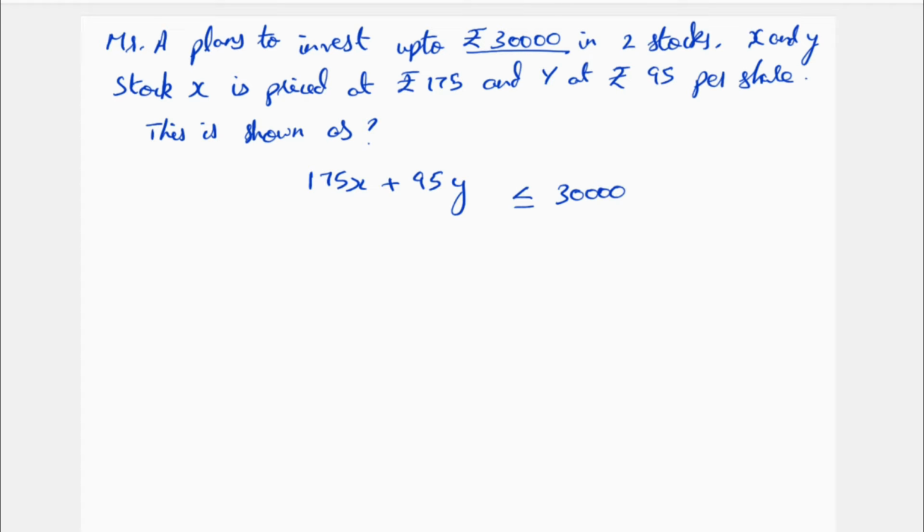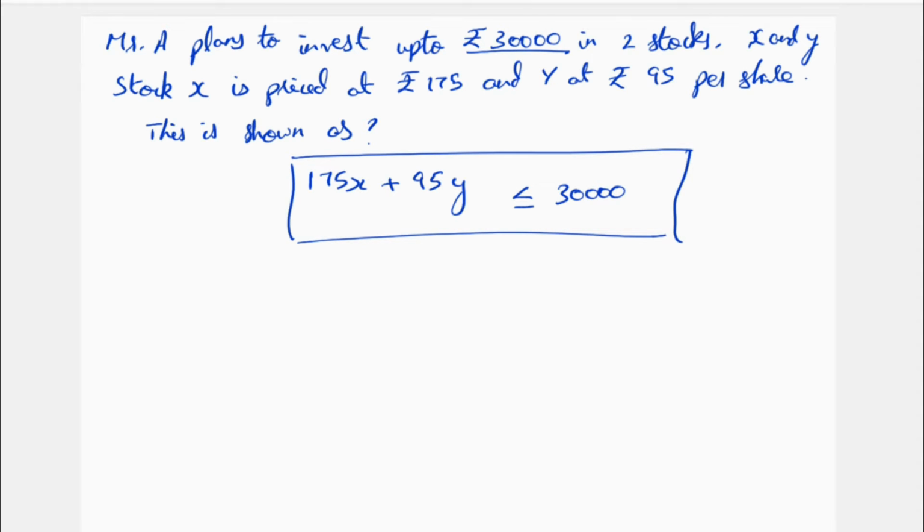So the amount invested in X is 175X, amount invested in Y is 95Y. Total investment must be less than or equal to 30,000. That's all. This is my answer. Fairly simple answer. Not going to take more than 5 or 10 seconds. Now moving on to the next question.